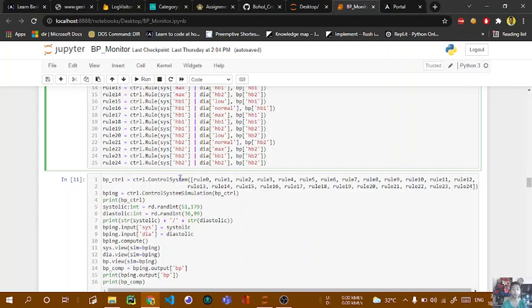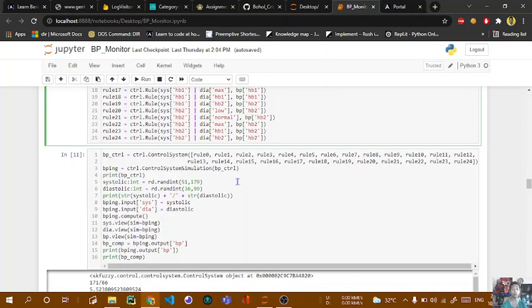For this part, we need to control the rules to read the entire set of rules. So we need to call the control system and insert our rules, which is 25 rules. We started with 0 and the final is 24. Once we compile it, we call the control system simulation so that we can check the percentage of our BP.